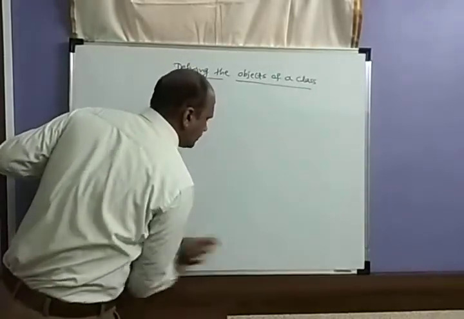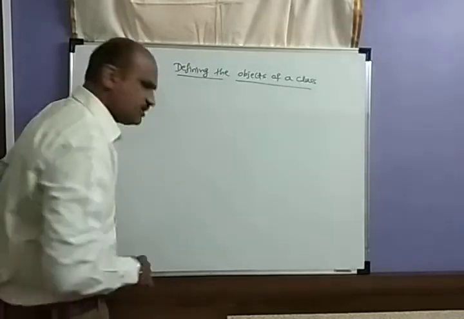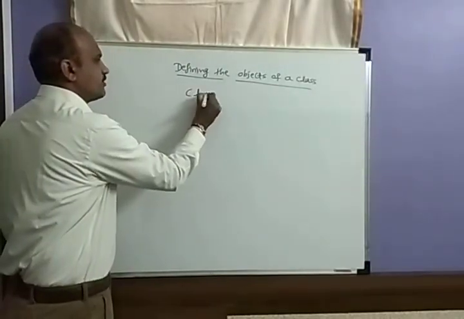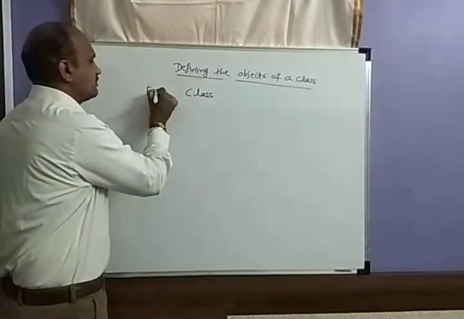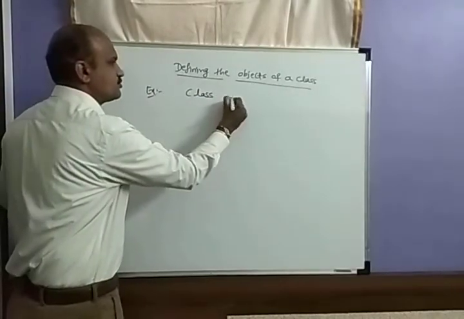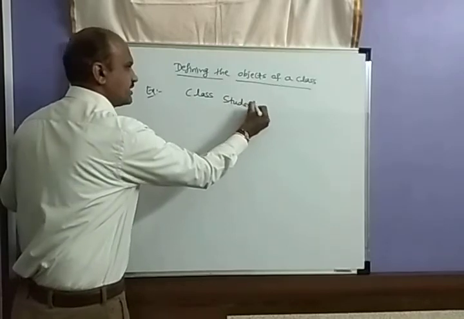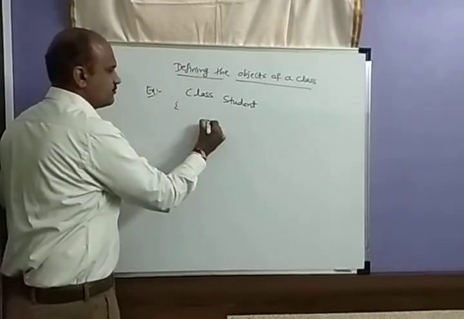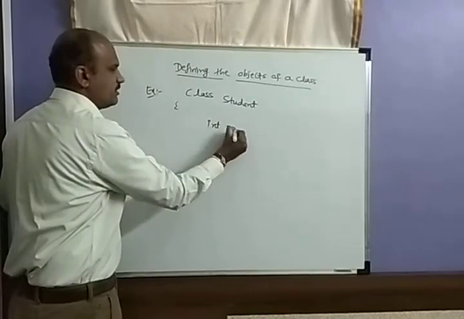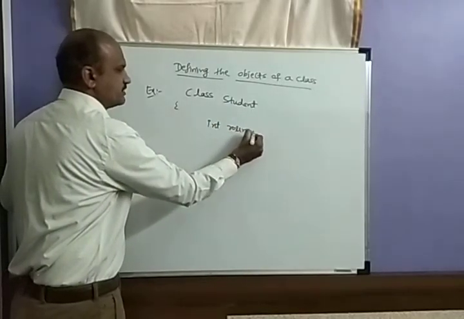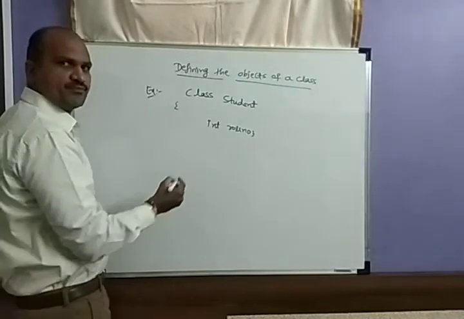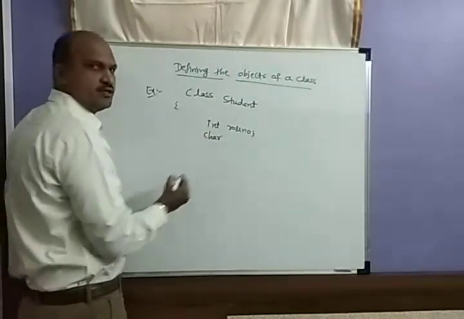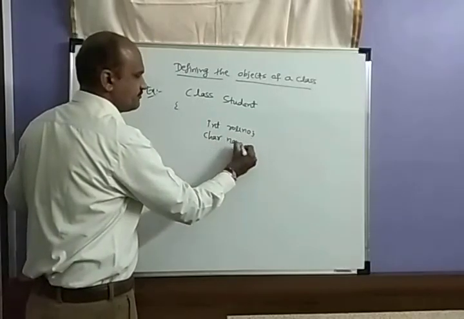Directly you can create the objects after your class closes. So we will create one example. This is a class student. Then for that we will have an integer for the roll number. These are the members, member data. Then we have a character, so a character array we will take as a name.